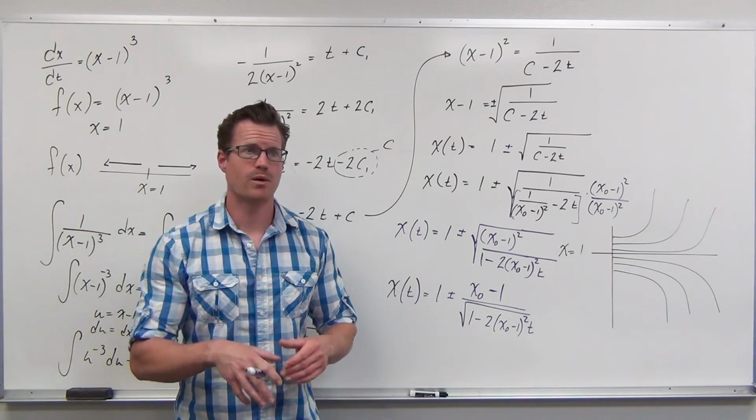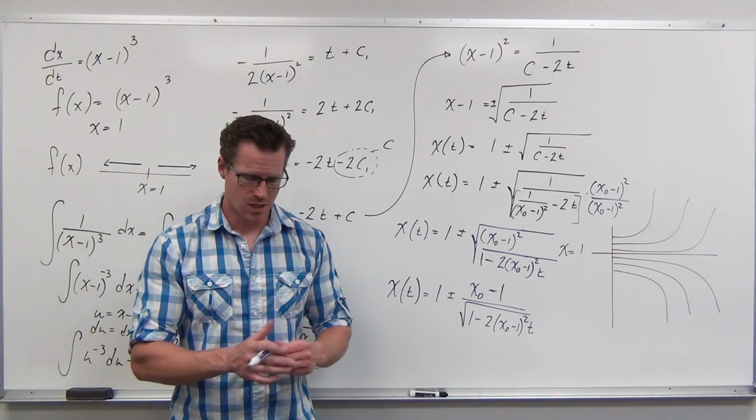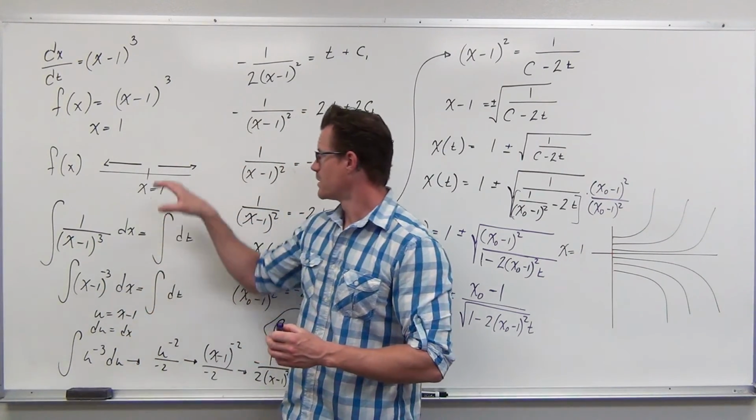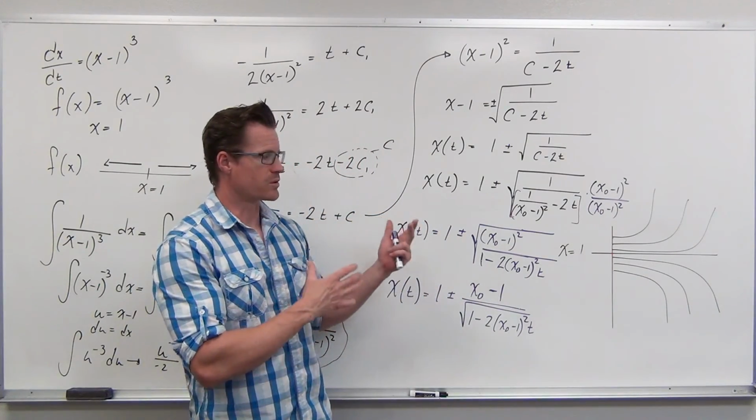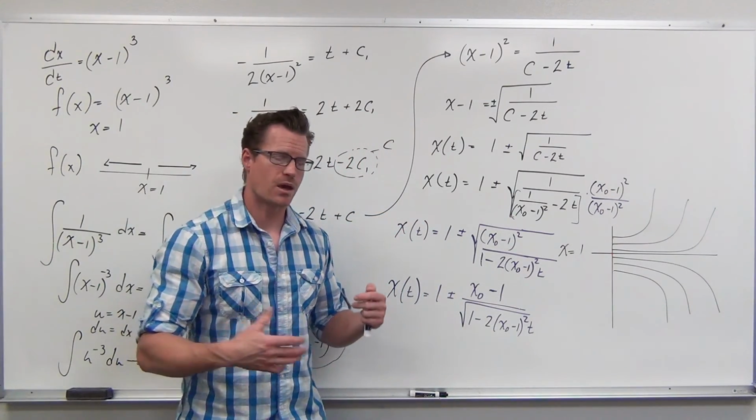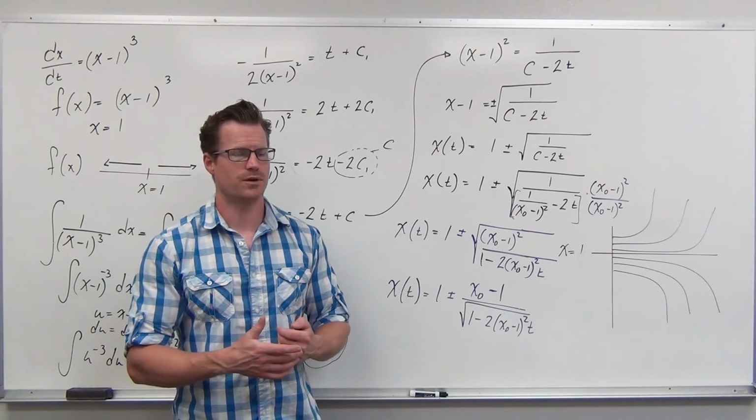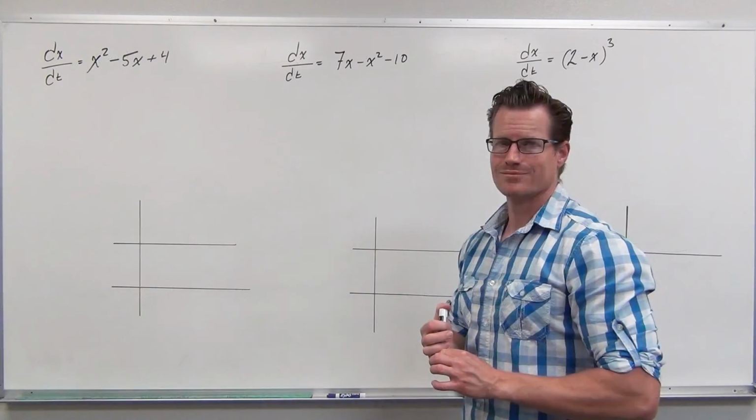I'm going to come back in just a moment. We're going to do 3 very quick examples on just getting critical points, showing whether they're stable, semi-stable, unstable, and what their graph should look like. So they'll be very, very quick. I'll be right back. All right, last 3.